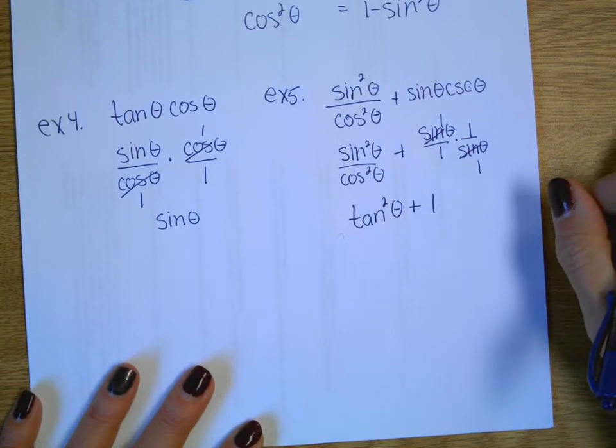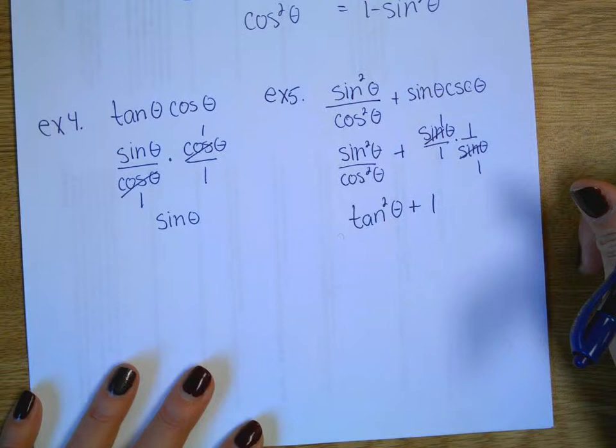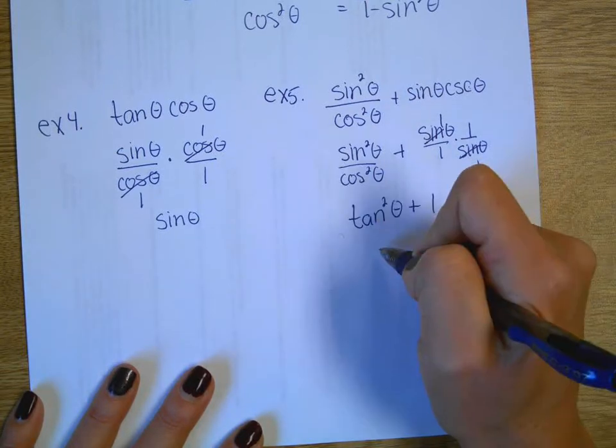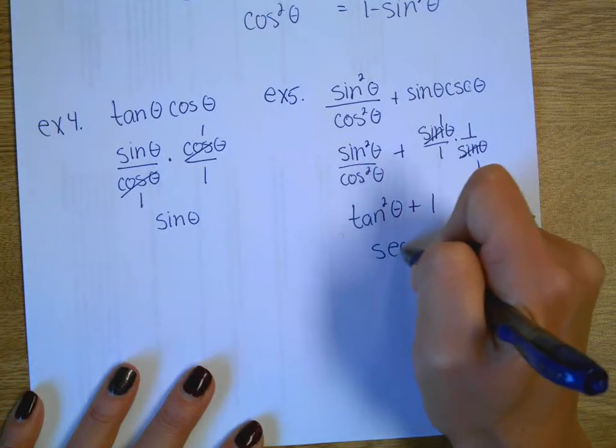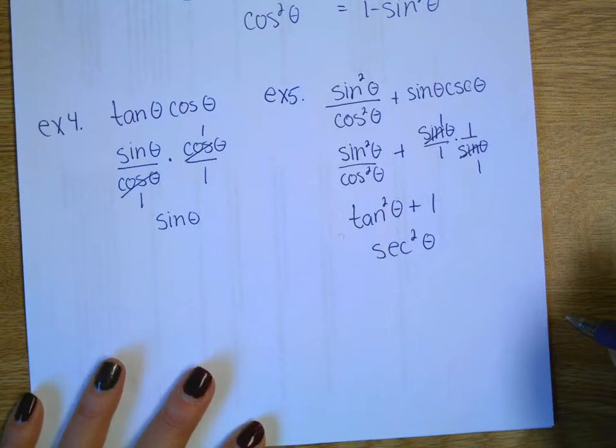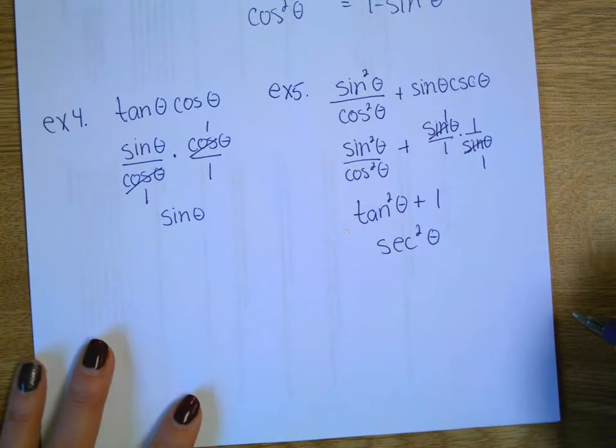Tangent squared plus 1, and right there we got a Pythagorean identity. We do. Secant squared. Somebody else can look that up. I got it, it's secant squared, guys. Matt's got it. Nice job. And right there, we got our single trig function. You're welcome.